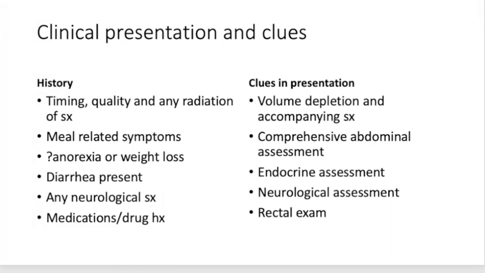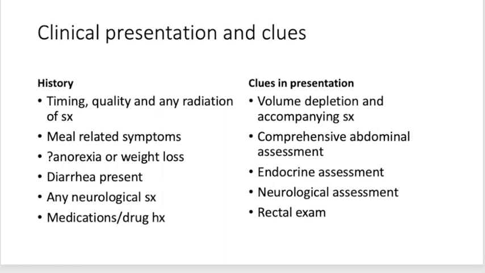So, what are your clinical presentation and clues going to include? Your temporal assessment is always important: timing, quality, and any radiation of the symptoms. Are they meal related, as this is going to lead you towards peptic ulcer disease or situations that include GERD? Anorexia or weight loss would be problematic, pointing you to a potential situation such as cancer. Is there diarrhea present? This is going to help you with gastroenteritis, because nausea, vomiting, and diarrhea would point to an acute gastroenteritis or food poisoning.